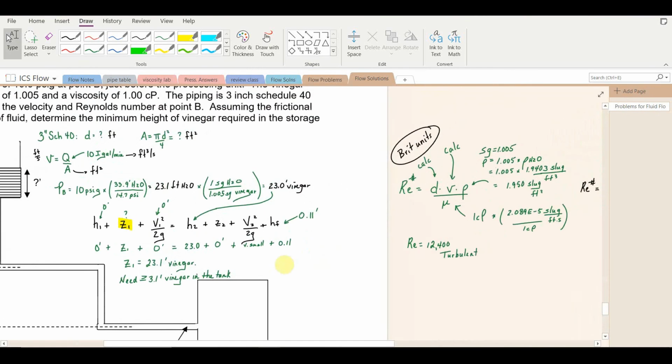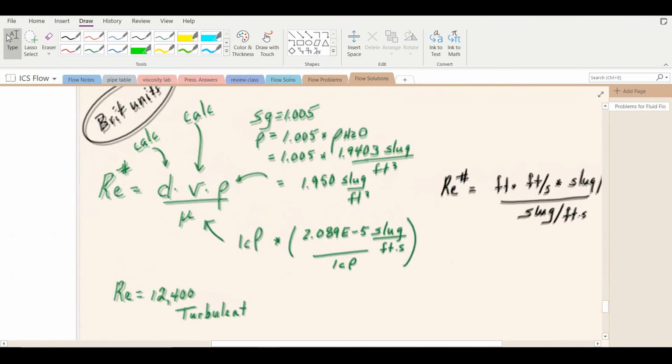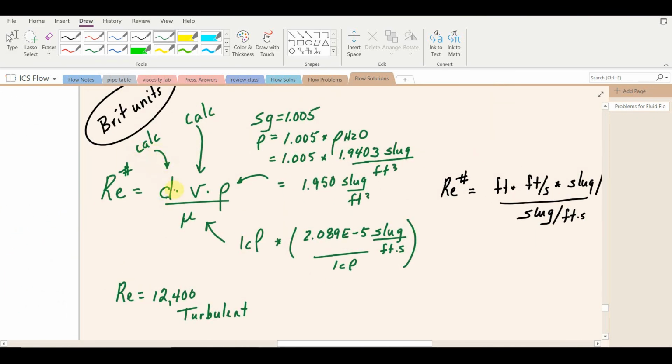Okay, so how about the Reynolds number? Well, the Reynolds number is the pipe diameter, which you will have calculated, times the velocity, which you will have calculated, times the mass density. So what is that? Well, we're told the specific gravity of vinegar is 1.005, which means the density would be 1.005 times that of the density of water. The density of water in the British system is 1.9403 slugs per cubic foot. So if you multiply that by 1.005, it's just 1.950 slugs per cubic foot. And that'll be the density term you use in this calculation.